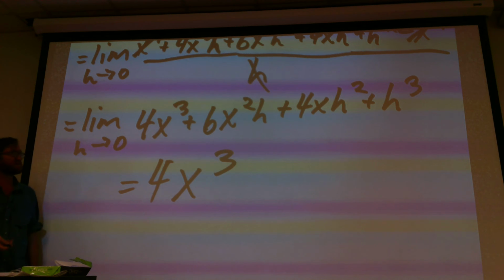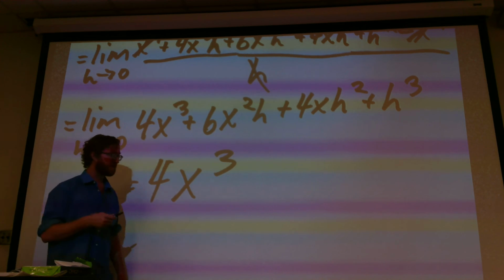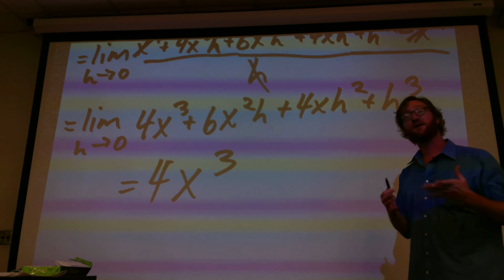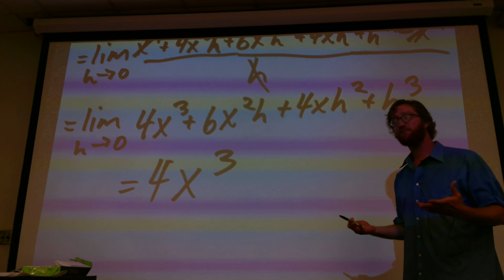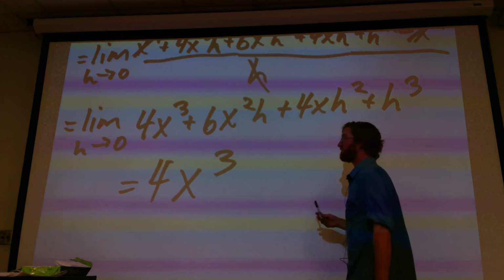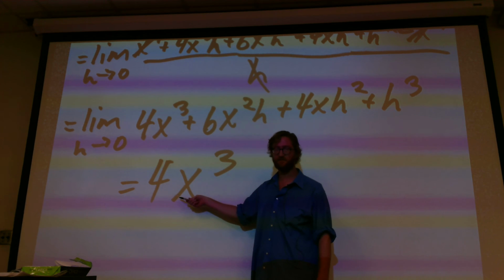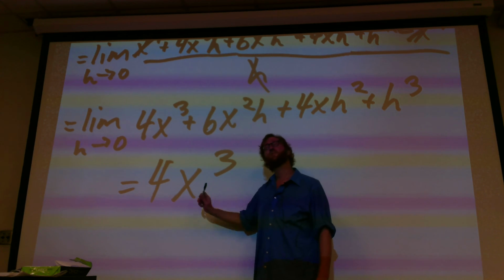You're going to have the same process: the first term and the last term will cancel each other out. And then everybody's going to have an h on it. That allows you to cancel the h on the bottom of the problem. And the only thing that gets left over, which is the derivative through the definition, becomes the first term of that problem.